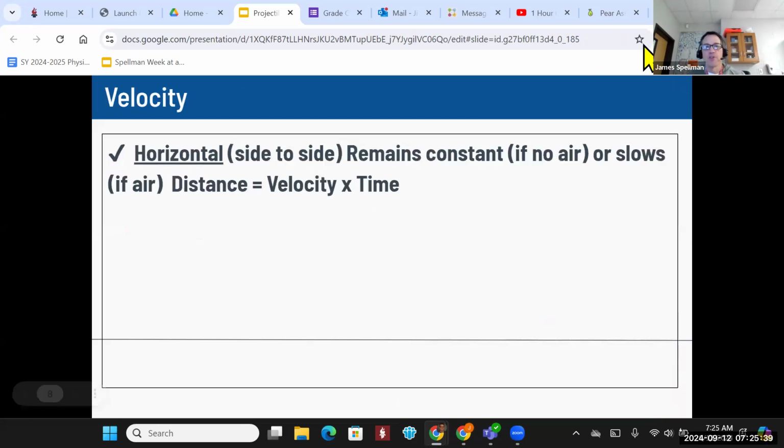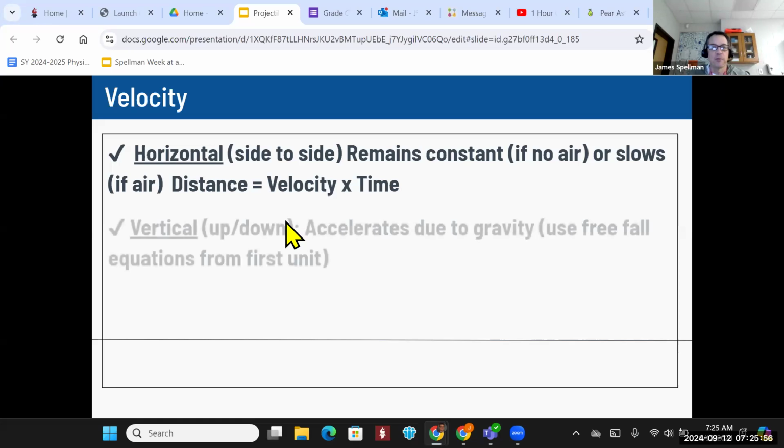Okay, so as far as velocity goes, horizontal, side-to-side velocity, as I mentioned earlier, it's going to stay the same. So if we throw a ball, once it leaves your hand, nothing else is pushing it side to side. Its speed should stay the same, again, if there's no air, and we use the formula distance equals velocity times time. Up and down, however, there's gravity.